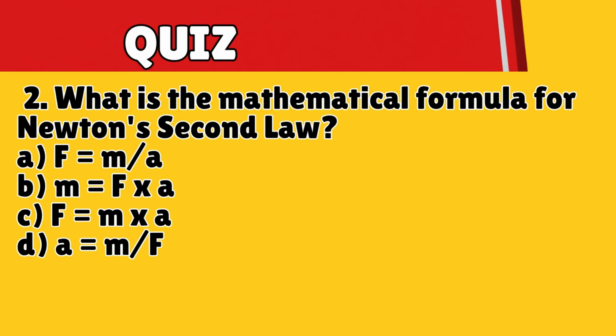Number 2. What is the mathematical formula for Newton's second law? A. Force equals mass over acceleration. B. Mass equals force times acceleration. C. Force equals mass times acceleration. Or D. Acceleration equals mass over force.